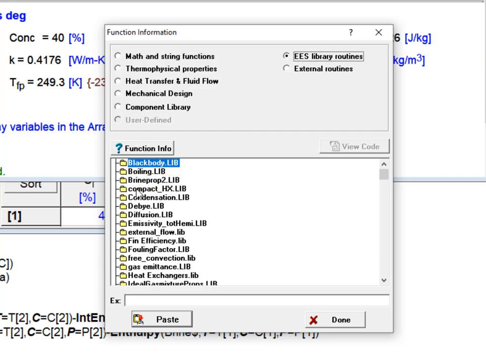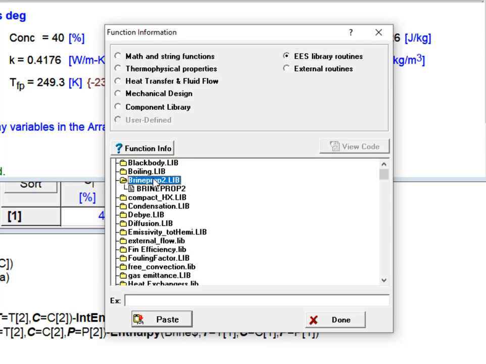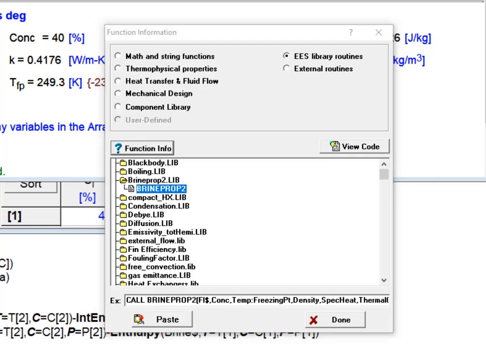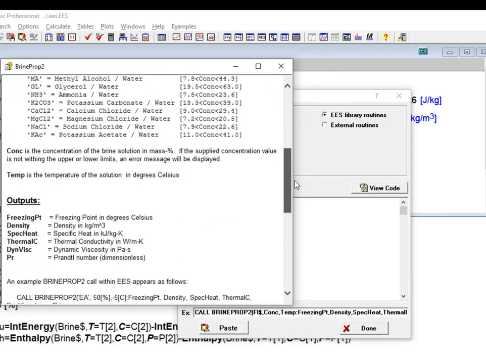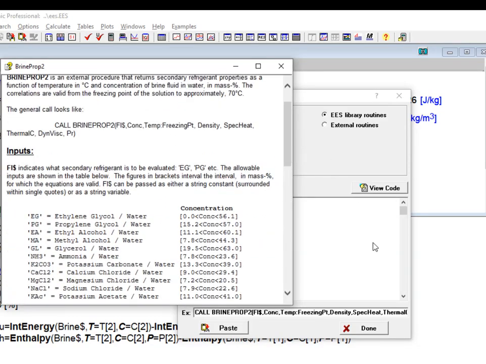Information about the BrineProp2 external procedure is available in the Function Information dialog window by clicking on the EASE Library Routines button and then scrolling to the BrineProp2.lib folder. And again, it's suggested that you use the internal brine property functions rather than this BrineProp2 procedure, provided, of course, that you have a version of EASE that's later than 8.785.